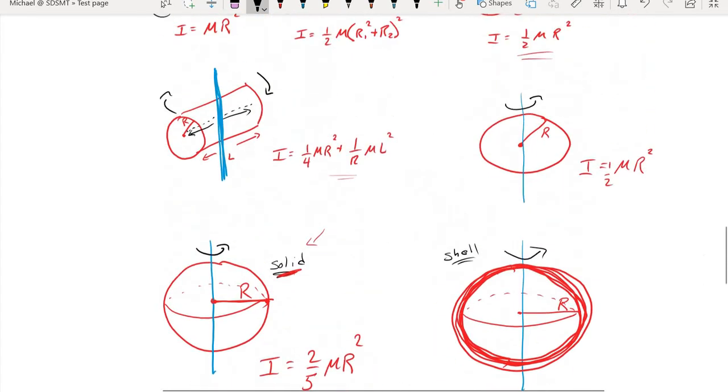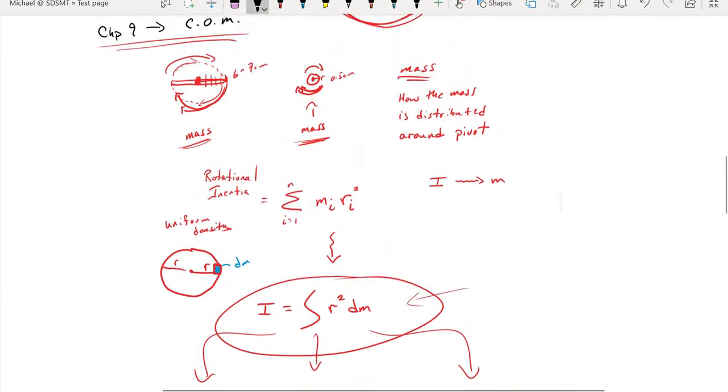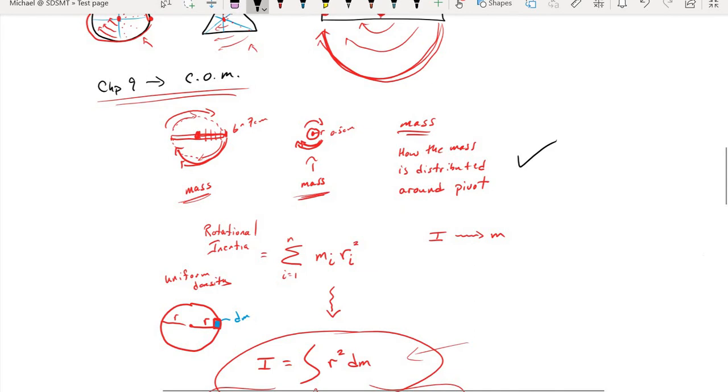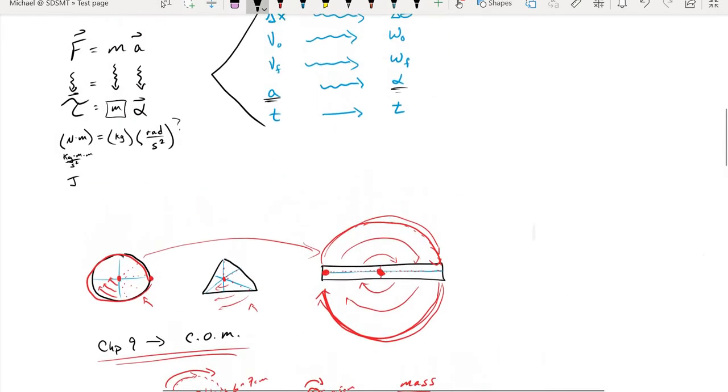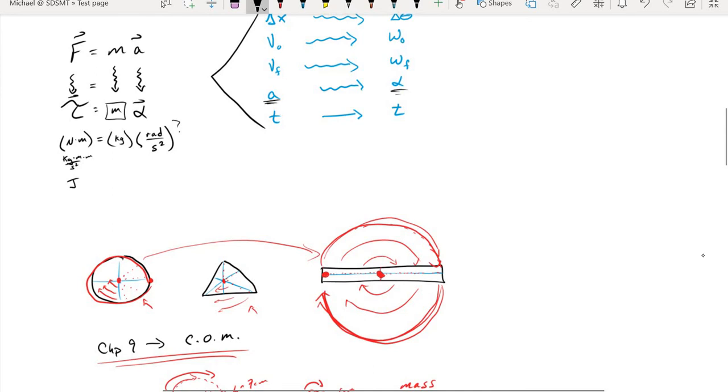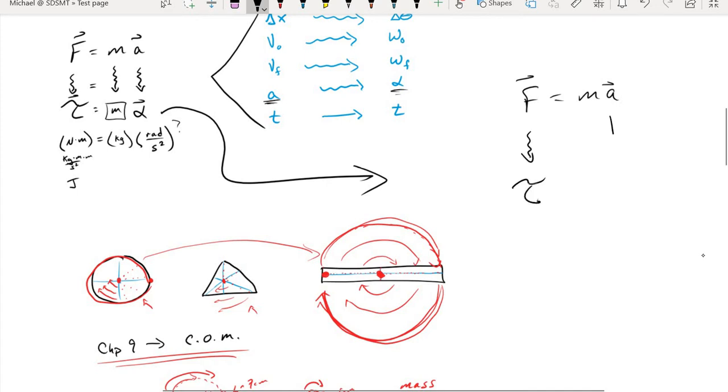So why do all these inertias matter? As we said, it all has to do with how the mass is distributed throughout the object. And now we're going to take our torque expression, which was our force equivalent for rotation, and now we know what the mass equivalent for a rotational system is. It is inertia.